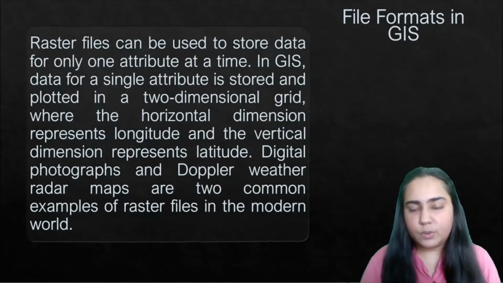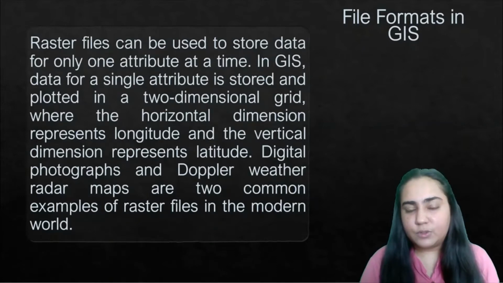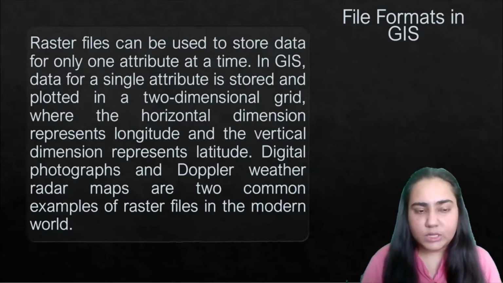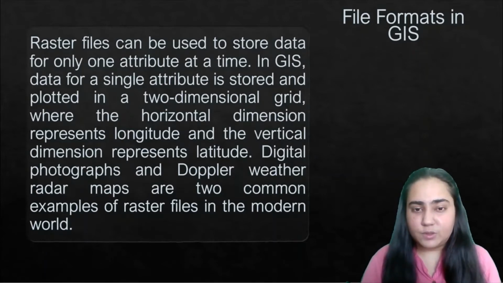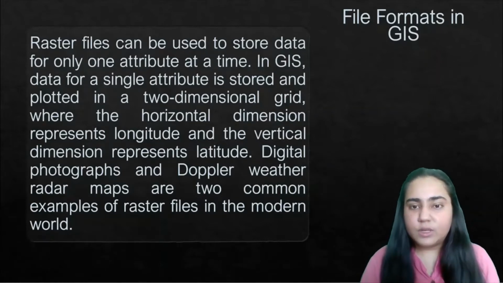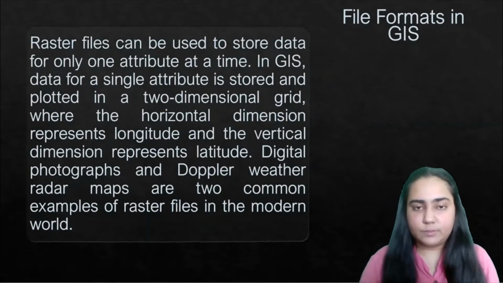Digital photographs and Doppler weather radar maps are two common examples of raster files in the modern world. Digital photographs still use raster formats. Even though mobile phones used to have this type of games in black and white, just because such phones are obsolete doesn't mean the raster format is obsolete. It is still used in modern day for digital photographs as well as for weather radar maps, maps that show sort of a radar showing which areas are heated and which areas are cooler. So those kinds of maps also use this type of raster format.